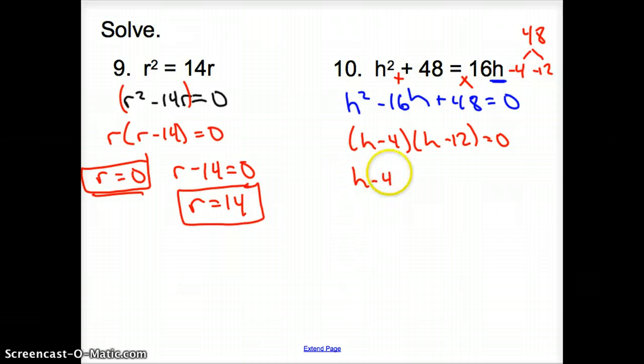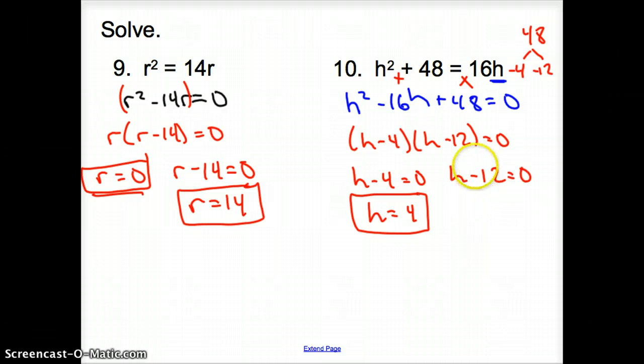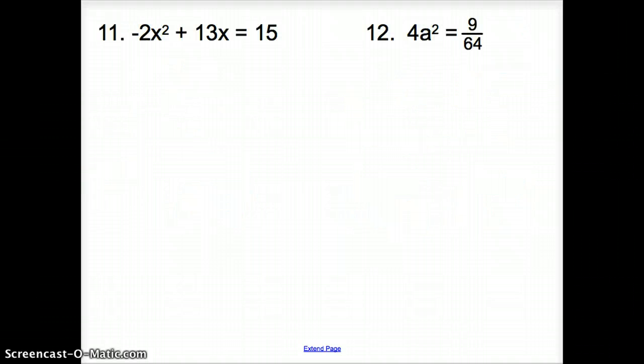H minus 4 equals 0. H minus 12 equals 0. Here we add the 4 over. H equals 4. Answer 1. Add the 12 over. H equals 12. Answer 2. 2 more here, guys.